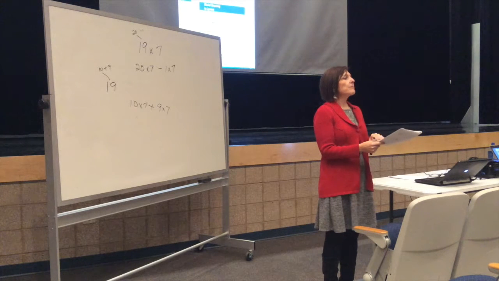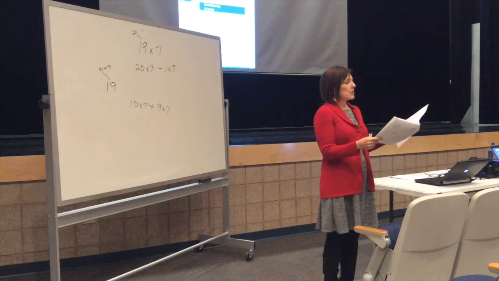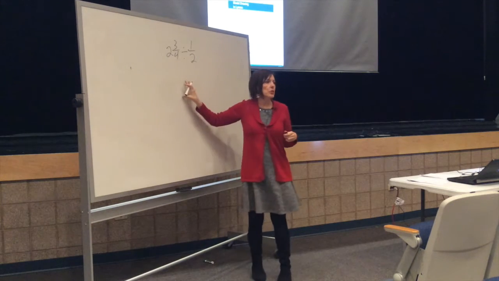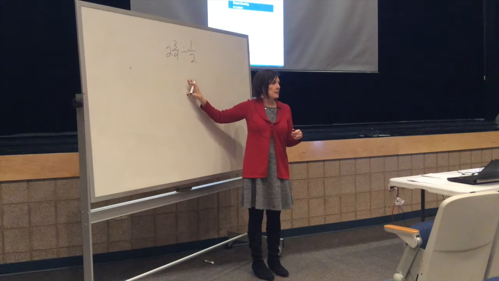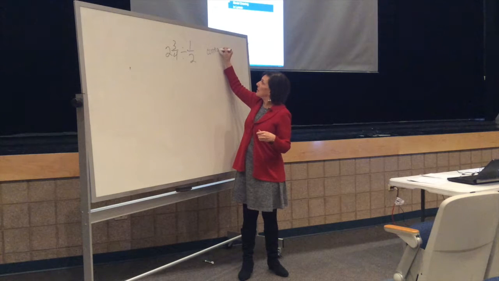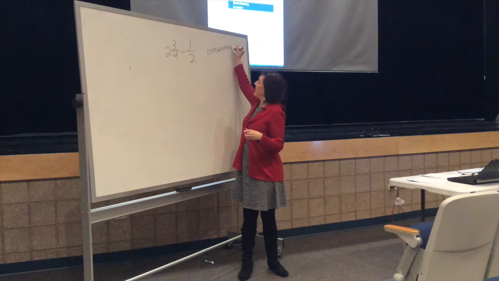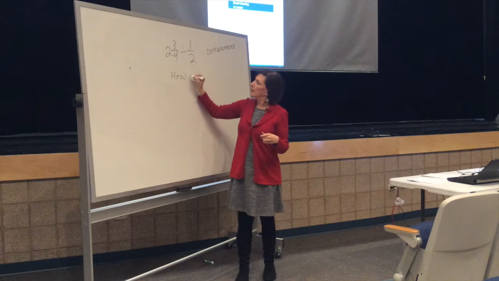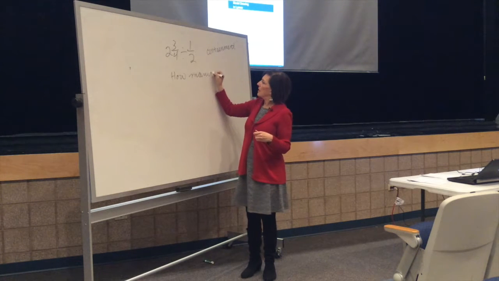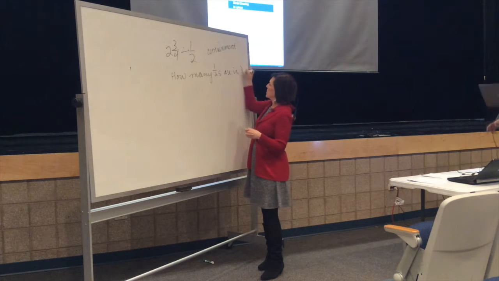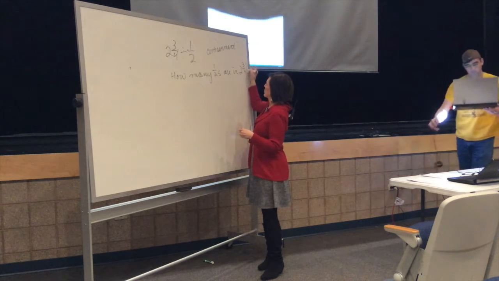We have to talk about the two different meanings of division right now. And we said there are two different ways to read this. One of them is called containment, and that is to say how many halves are in 2 3/4.